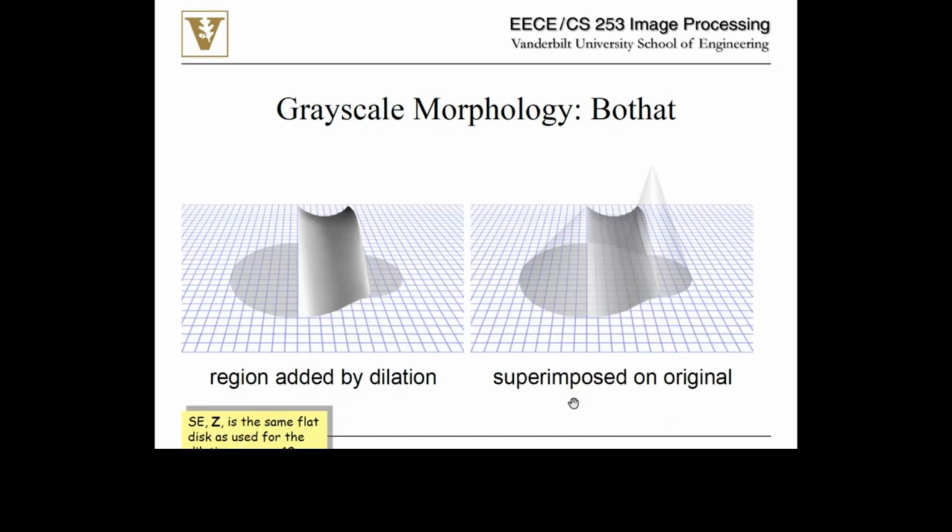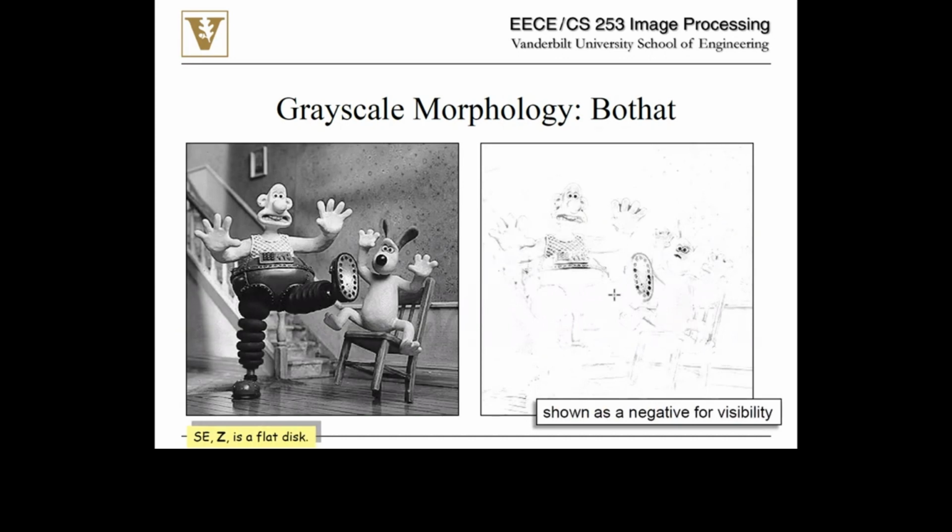And the bottom hat is the opposite. The bottom hat is what you have added to the original to get the closing, this filling of valleys. So what is the fill that you have used to fill the valley? It can be defined as the closing minus the original. And the closing was a valley removal operator. So the bottom hat is now a detector of valleys, a detector of holes in the image.